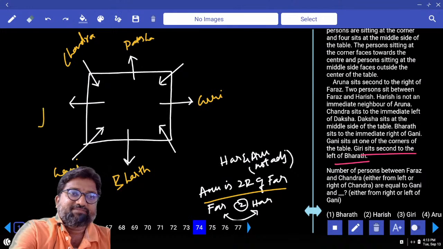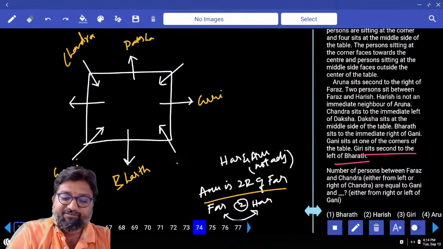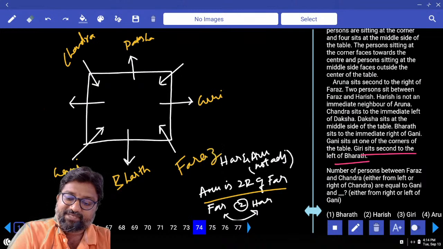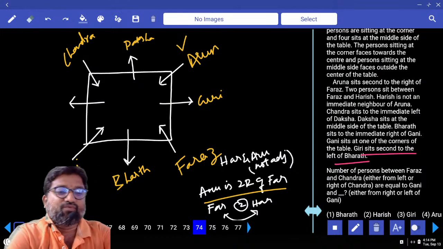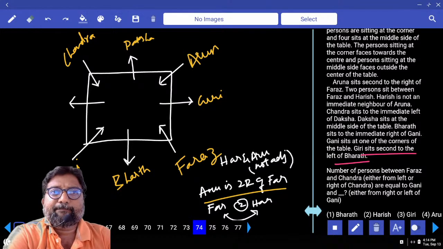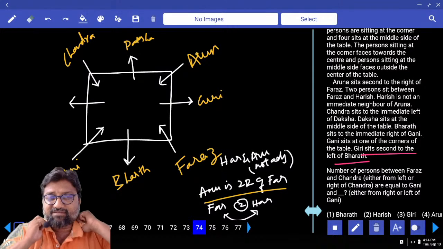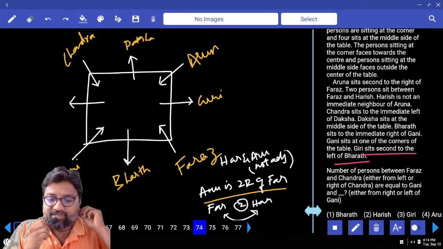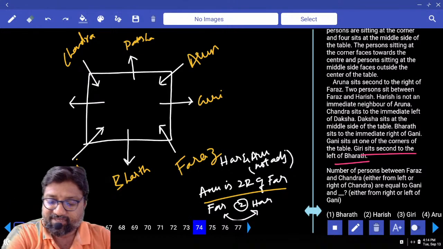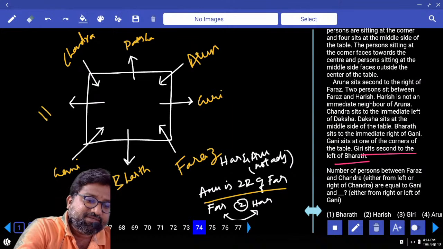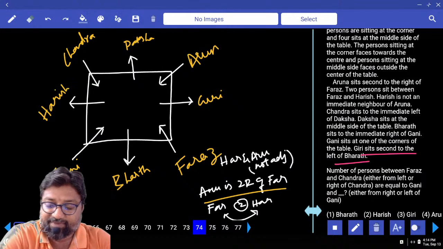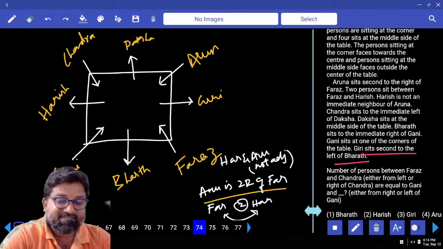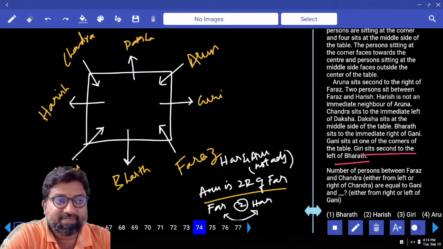If I put Faraz here, if I put Faraz here, put Faraz here second right, no way. And who is left out? Harish. Out here, now you are left out with Harish. This is Harish. When this is Harish, what's the point here? How many people between Faraz and Harish? 2 people between Faraz and Harish. Condition satisfied, it is finished.